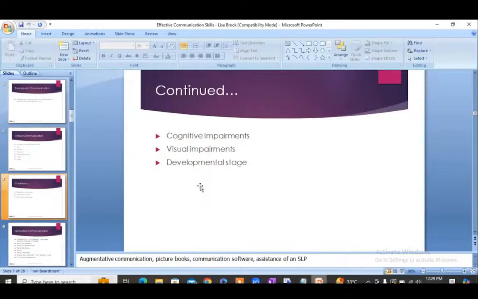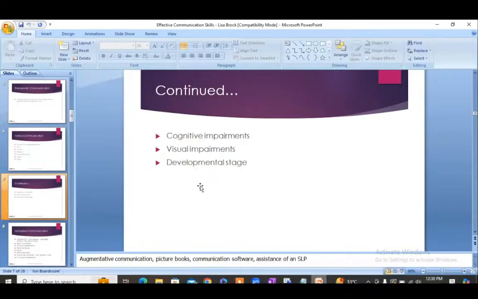No, no, okay, yeah, explain please for each of them. What I'm saying, I will explain. I will definitely explain. Cognitive impairments, first of all. I will explain the first option, then I will explain visual impairments.